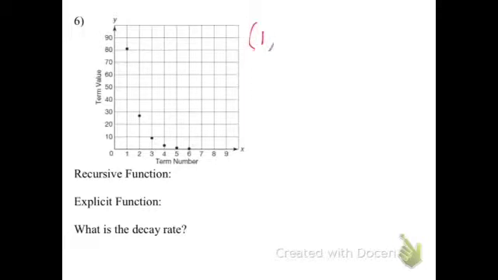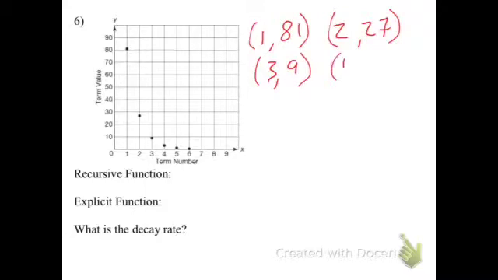That has an x value of 1, and it's looking like a y value of 81. The second point here, looking like the point 2, 28, 27. We did look at this in class, and we realized it was 27. Our next point here is 3, just under 10, so 9. And then our next one would be 4, 3. And so these are our points here.